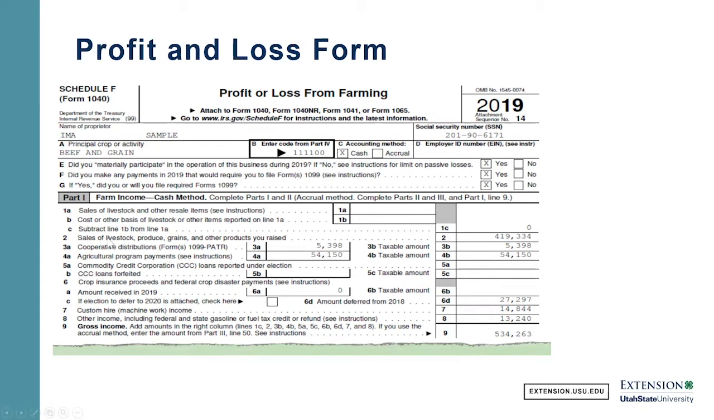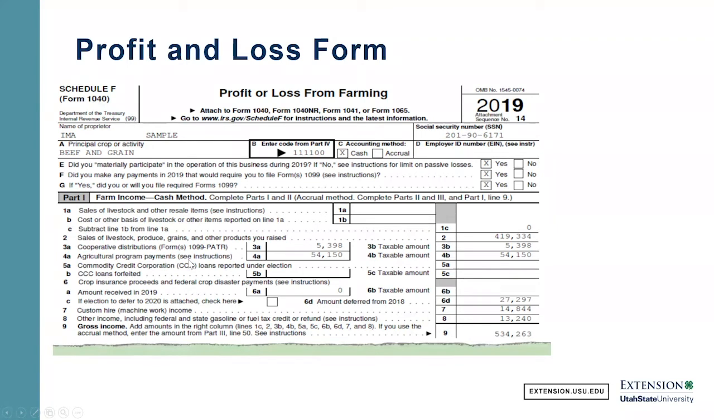And then sales of livestock, produce, grains, anything that you raise is all here on line 2. So for most operations, line 2 here is going to be where you're going to see the biggest numbers, and you see that here in this example. Cooperative distributions. And so if you belong to a cooperative and they send you at the end of the year a 1099-PATR, that's for patronage dividends. But if you get some of those patronage dividends back, that's going to go on here. There may be provisions and times where they're not all taxable, but normally they are.